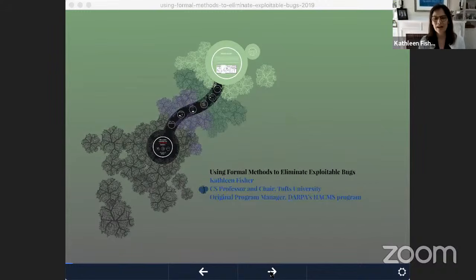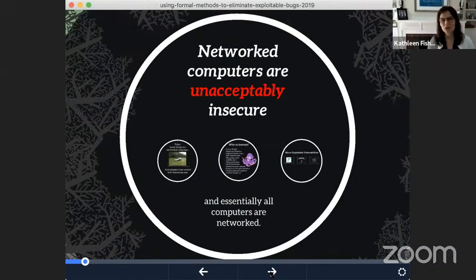So today I'm going to talk about how we can use formal methods to eliminate exploitable bugs. I'm sure you are all aware that networked computers are unacceptably insecure, and essentially all computers are networked these days. And when we talk about computers, we don't just mean desktop and laptop computers, but computers that have all sorts of different shapes. So cell phones, of course, are computers these days, but so are many household appliances. Doorbells and televisions and refrigerators have internet connections, and many medical devices as well, things like insulin pumps. And all of these have security vulnerabilities.